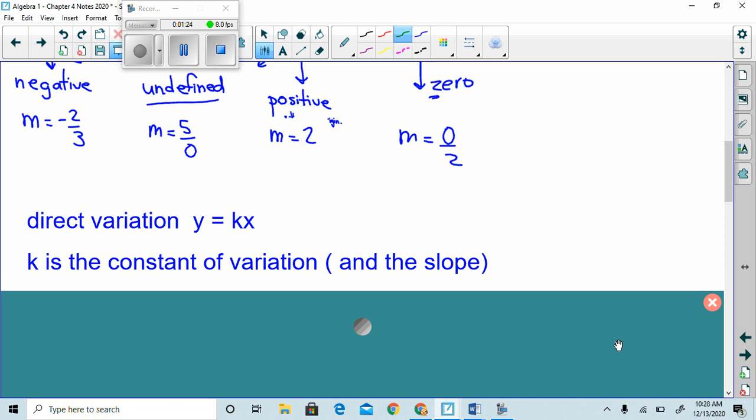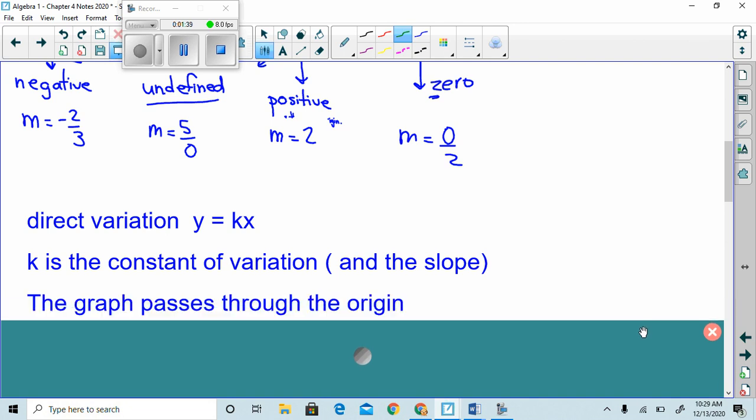We then discussed the model of direct variation, y is equal to kx, where k is some constant, and that's called the constant of variation, and we also know that that is the slope of our line. So we'll find out that x and y vary directly under certain conditions by a constant k. We also found out that when graphing, the graph of this particular model passes through the origin. And then we talked briefly about parallel lines. But let's look at some examples of each today.